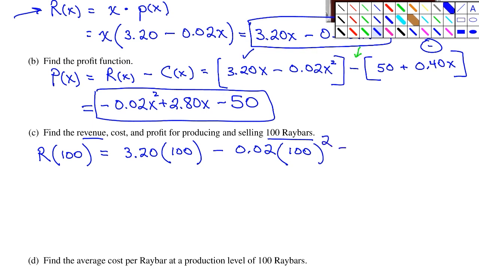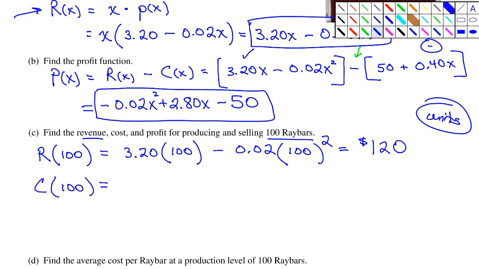Work that out on a calculator and you get 120 dollars. Don't forget the units. Units are very important here. Next, we'll do the cost. So that's 100. So cost of 100 would be 50 plus 0.40 times 100. And that would be $90.